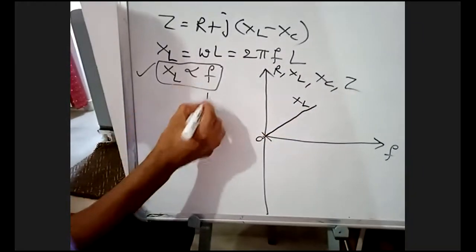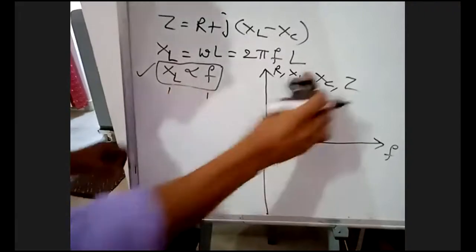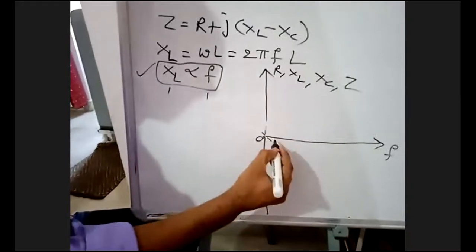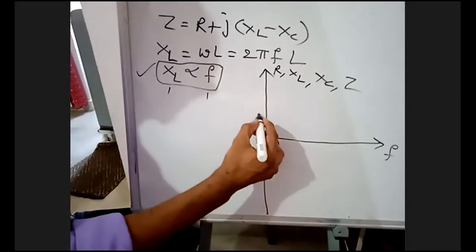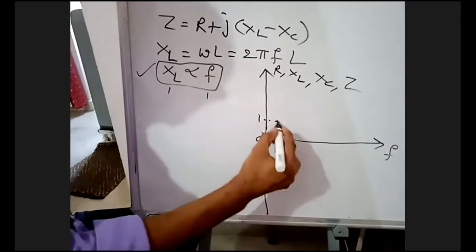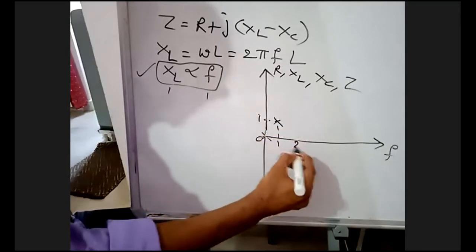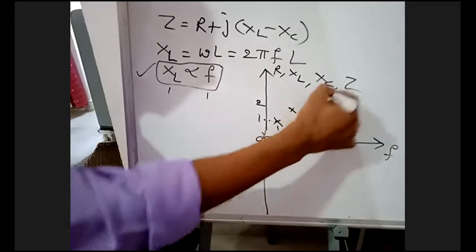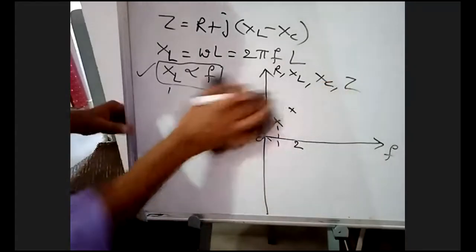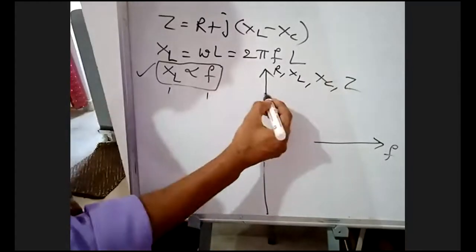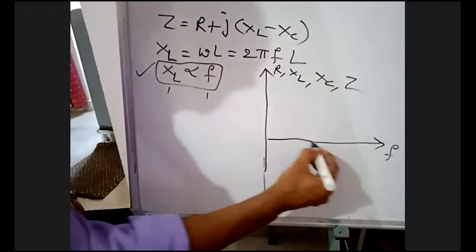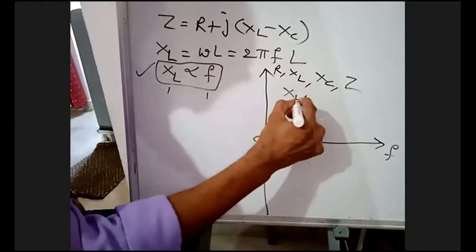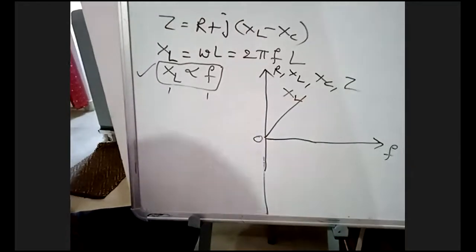Suppose f is equal to 1, XL is also 1. Join these two, it will intersect here. If f is 2, XL is also 2. If you join all these points, you will get a linear curve. So this is your graph for XL.